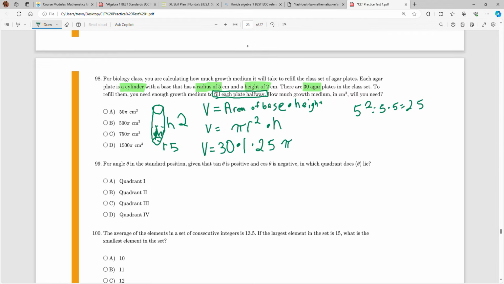So really I just have to multiply 30 times 25, and then all of them have pi on the end. So 25 times 30, remember no calculator on this test. 3 times 5, 15, 3 times 2, 6, plus 1, 750. Pi is the answer. Look at that, it was C.